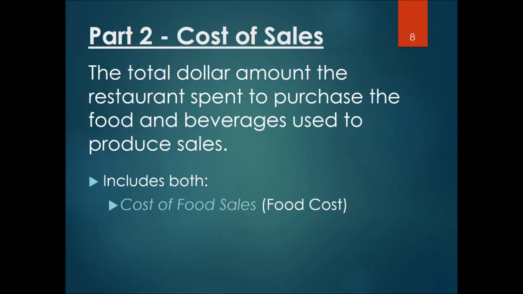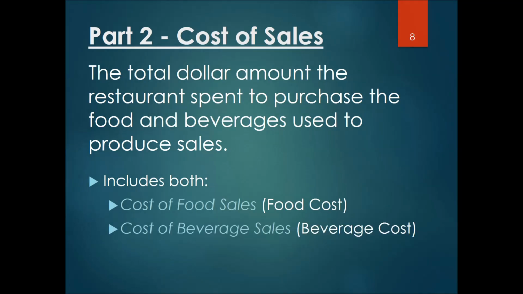So cost of food sales, or food cost, is the total dollar amount spent to purchase food and beverage items, like alcohol, that is needed to produce those food sales. Okay? And cost of beverage sales is the total dollar amount spent to purchase alcoholic beverage items, non-alcoholic beverage items, and food items that were needed to produce those beverage sales.